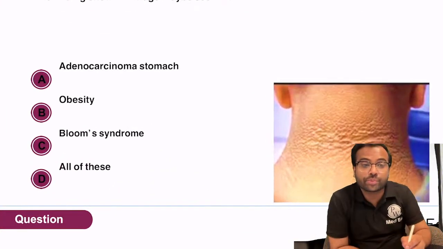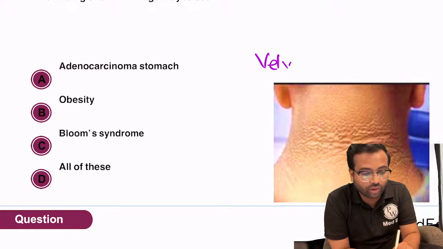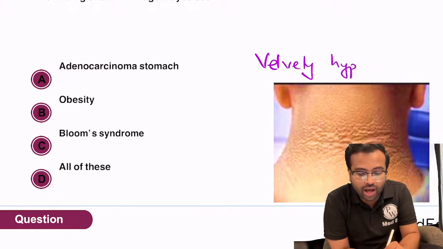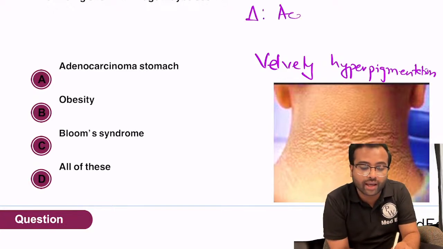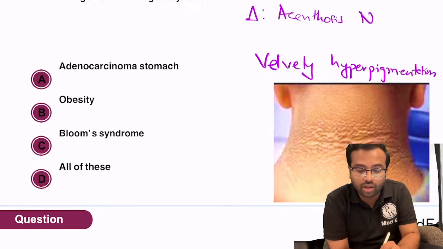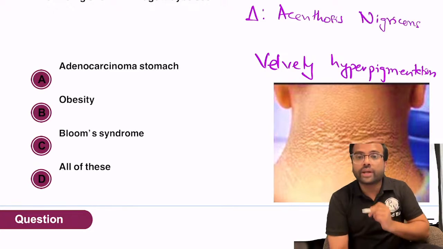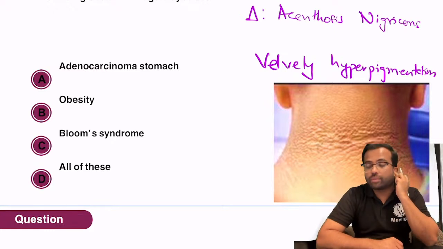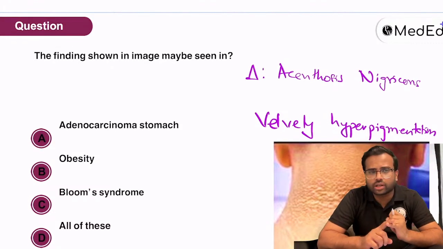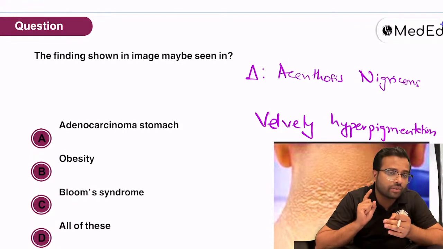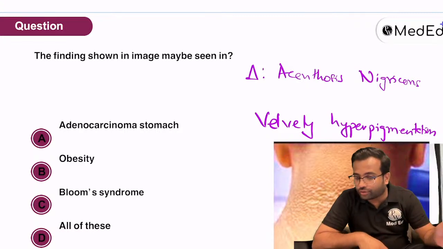You can see there is some hyperpigmentation and the skin has become velvety as well. Velvety hyperpigmentation. So where do you find velvety hyperpigmentation? Yes, very good. The diagnosis should be acanthosis nigricans. Can it be seen with adenocarcinoma of the stomach? Can it be seen with obesity? Can it be seen with Bloom syndrome, or all of the above? Yes, the answer here is all of the above.